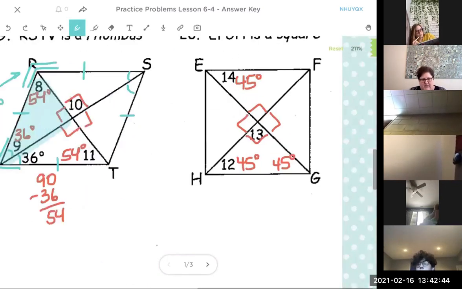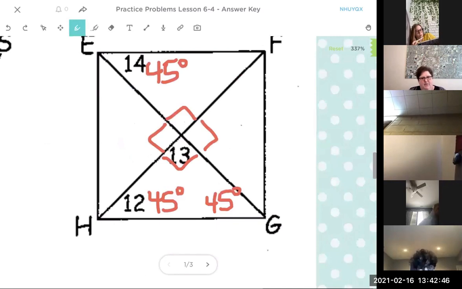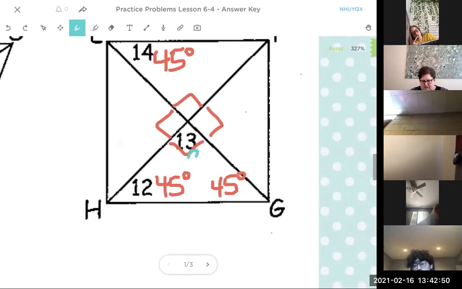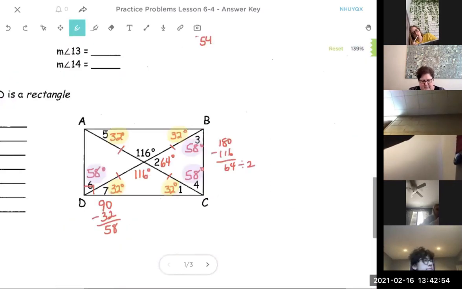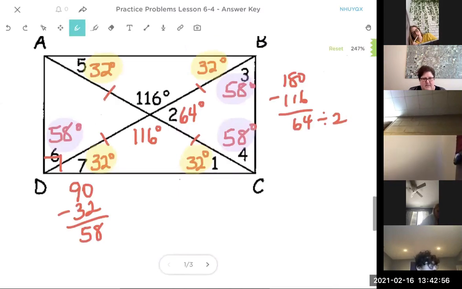Squares are the easiest because every angle in a square is a 45 or a 90. So you want to make sure that on squares you always have 45s and 90s. And then some of you didn't get to this rectangle, but those are the numbers that should have worked out for that rectangle.